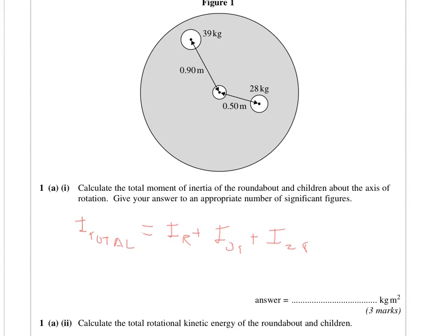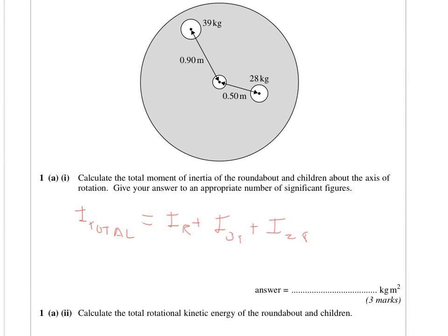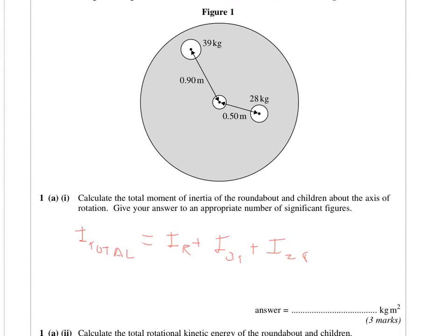So what we need to do is essentially add them all together. We've got this one, and if we look up it was 82. And then we need to take the mass and the radius squared, so that's 39 times 0.9 squared plus 28 times 0.5 squared. So essentially we're adding together their moments of inertia.